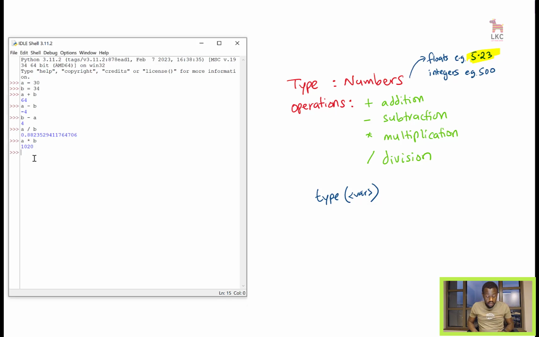So if I say type A, you see it's int. It's what's called class int, which is integer basically. And if I say type of B, it is an integer. How about type of A divided by B, the answer that we got there? You see it's a float. This is exactly it. I could say Y equals A divided by B, and then type of Y, you can see Y will be a float.